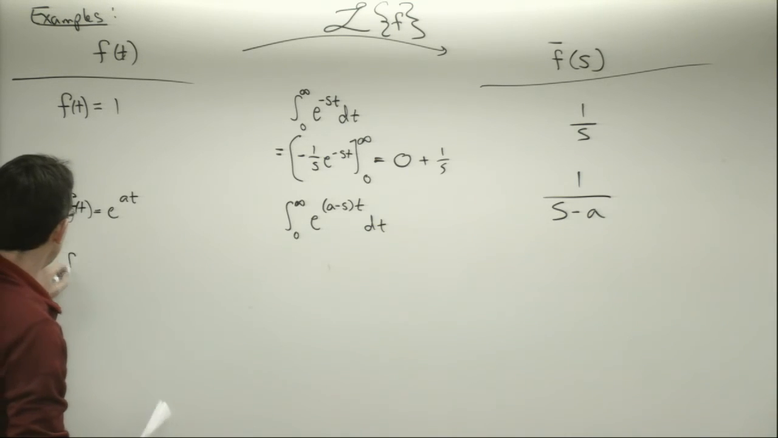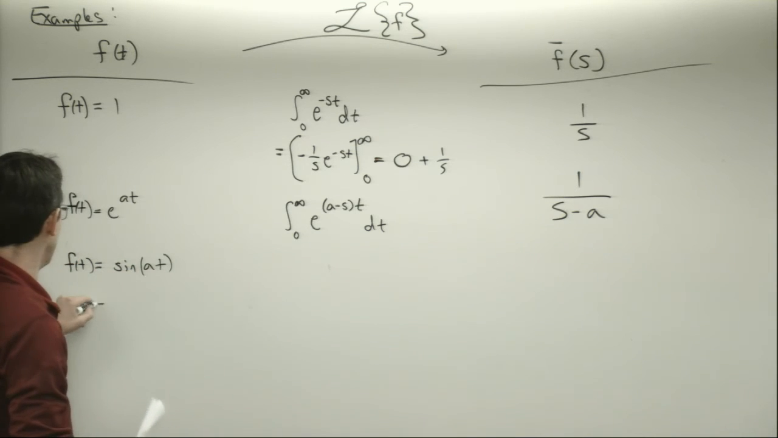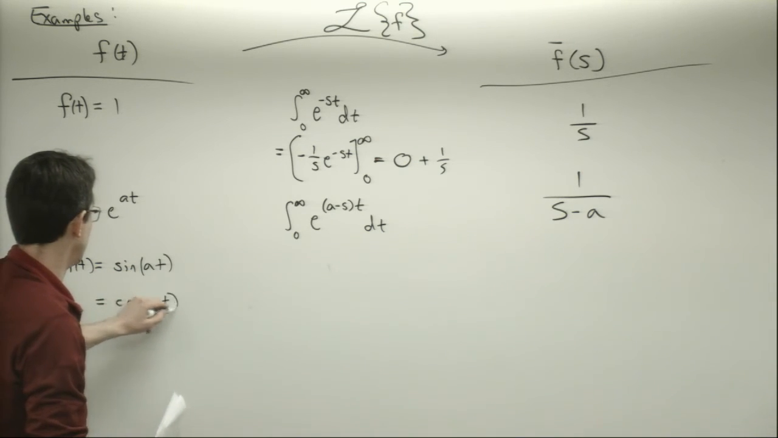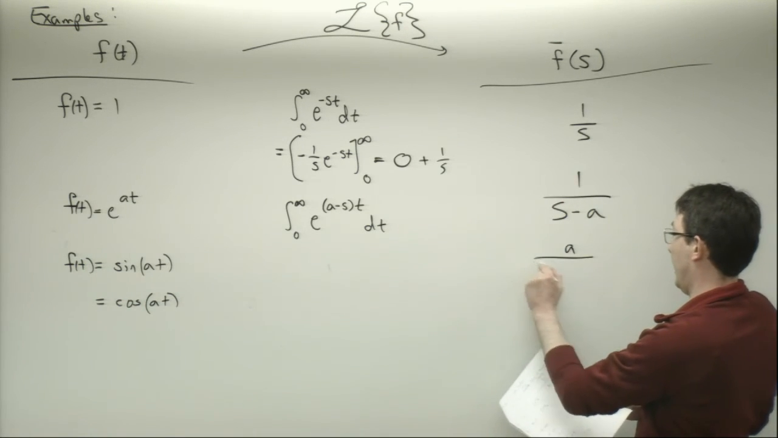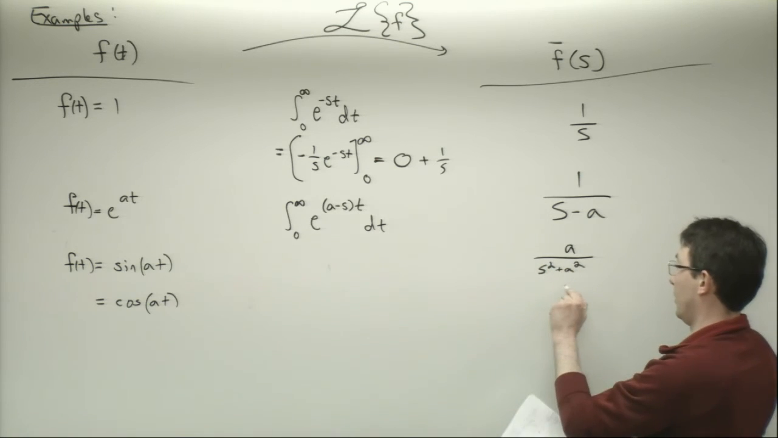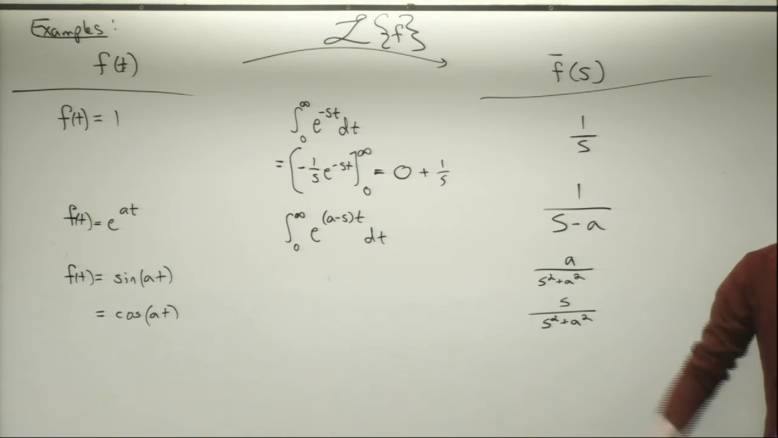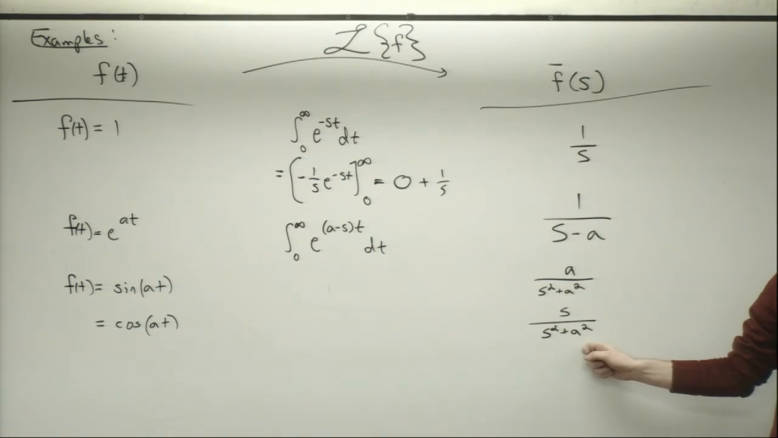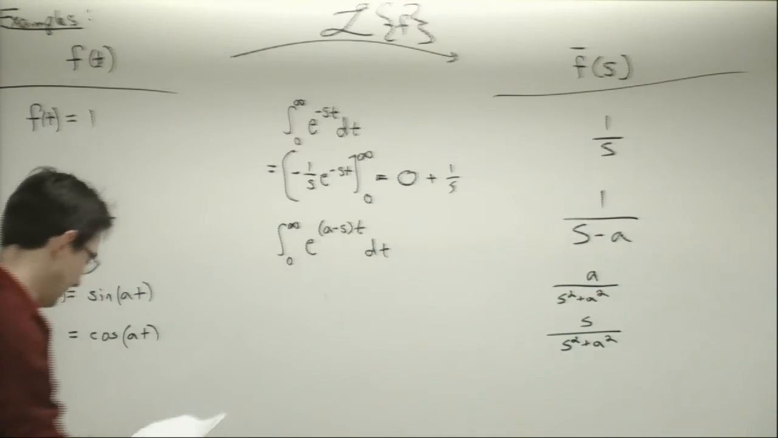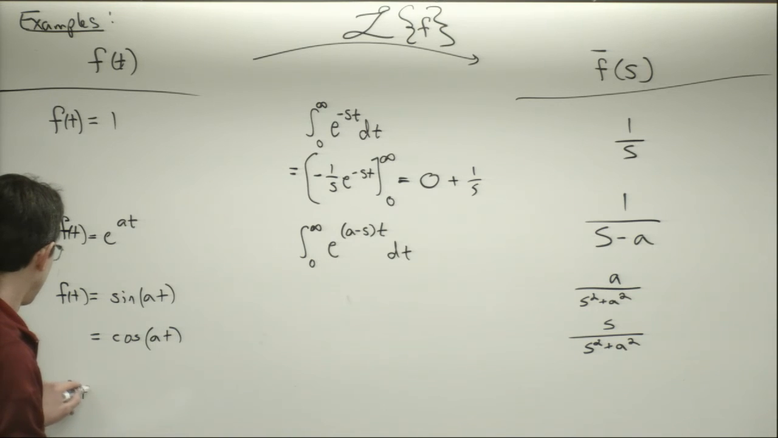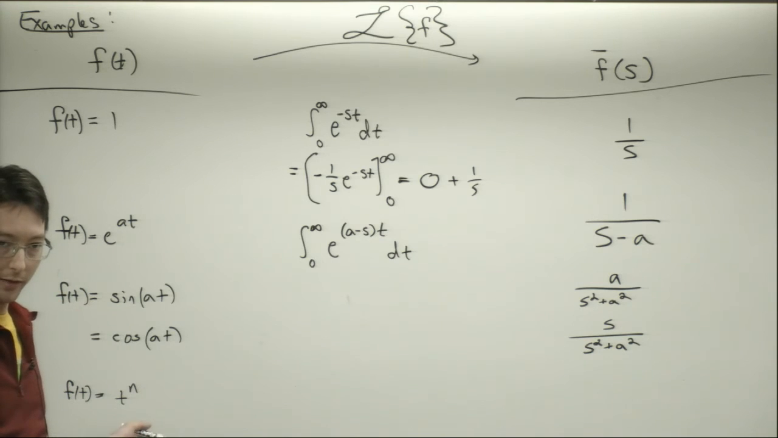Okay, other ones that are important. So f of t equals sine of some frequency times time, or equals cosine of some frequency times time. Then f hat would equal either a over s squared plus a squared, or it would be s over s squared plus a squared. So Laplace transform of cosine is s over s squared plus a squared. What about if my function was a polynomial t to the power n? I can Laplace transform this, no problem.